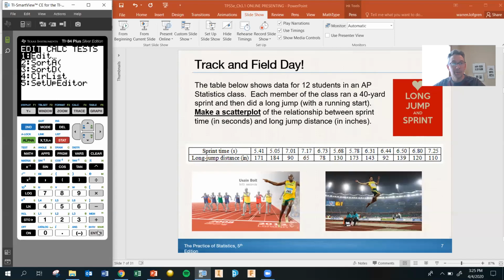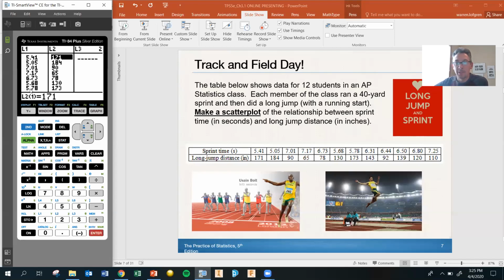So you would be going to Stat Calc, and you'll notice I've already typed in all the data here. You can pause the video if you want to right now and enter your own data in. And then I'll show you how I'm going to do it. So pause for a second, type your data in, and then come back to me. So I've got all my data in. How am I going to make a scatter plot out of that?